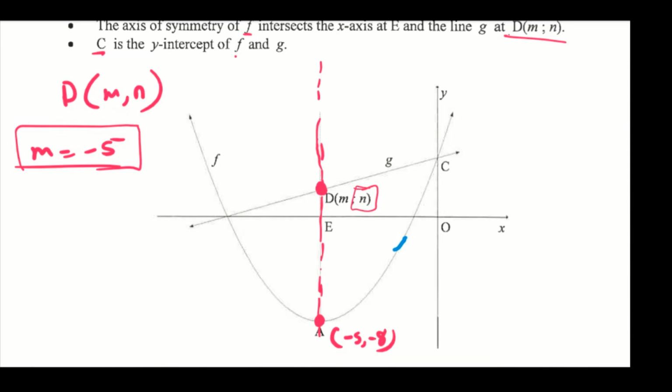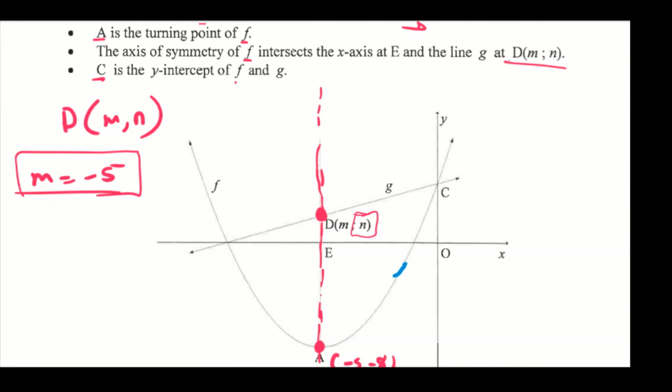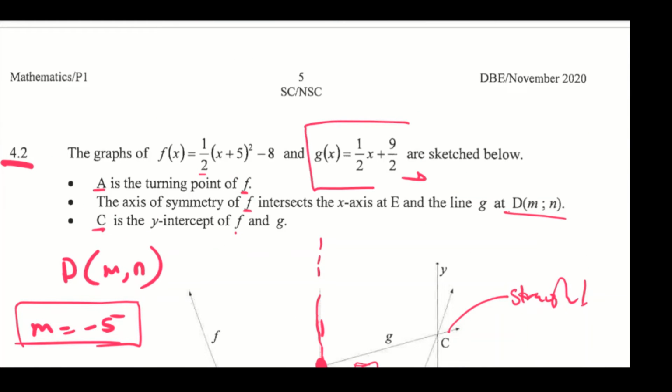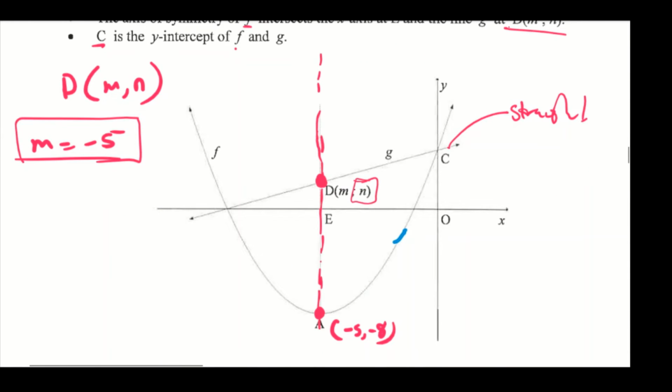To find this n, you can simply use the fact that the D point touches the straight line. It touches the straight line, meaning you can use the equation of the straight line to find the value of n. The equation of the straight line is this one here: g of x is equal to half x plus 9 over 2. So you can simply use that one.